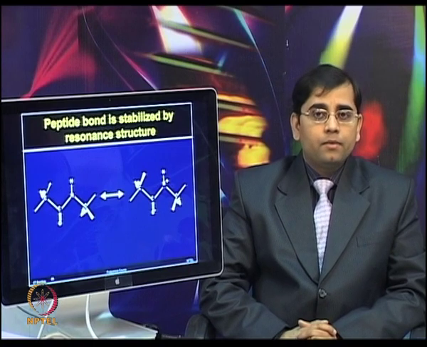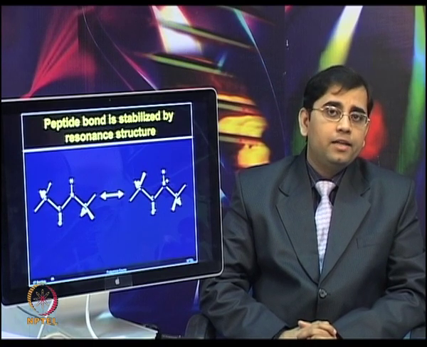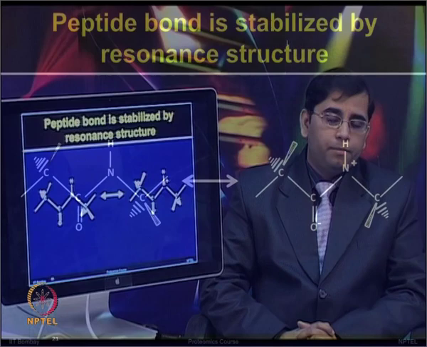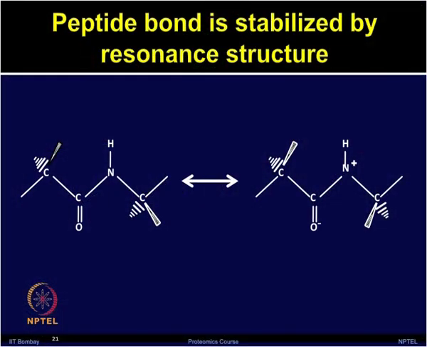Peptide bonds can be stabilized by the resonance structure. The peptide bond is rigid because of its partial double bond character, which arises due to the resonance structures present in the peptide bond.